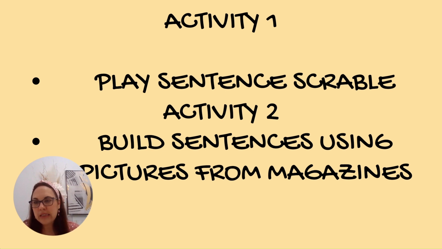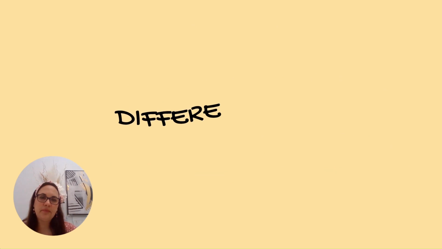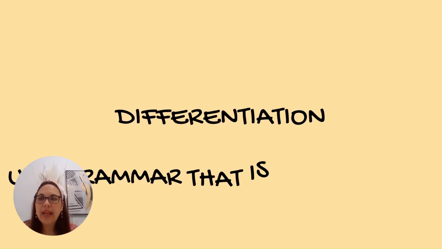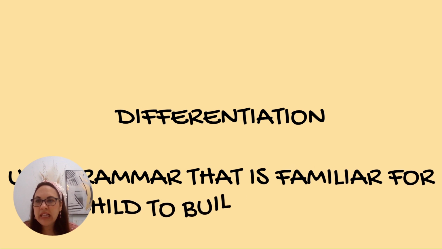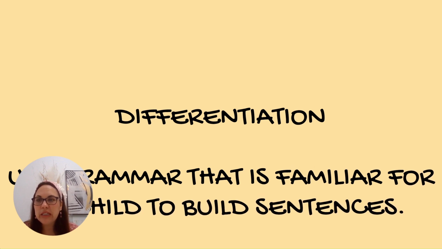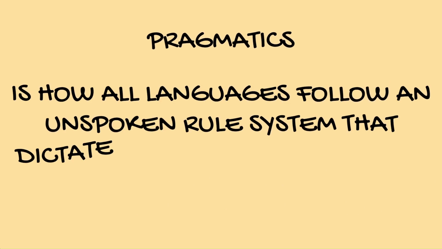Using pictures from magazines to form sentences is also an activity that children may enjoy. The key to differentiate the previous games mentioned is using words that are familiar to the child. You may add pictures to the words to differentiate.